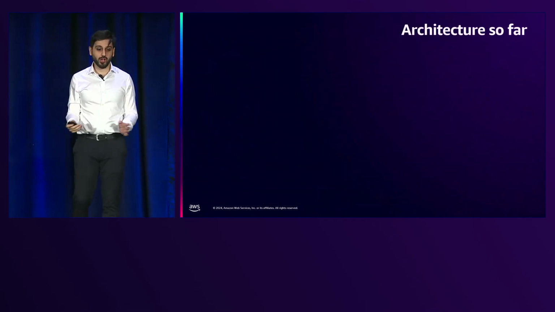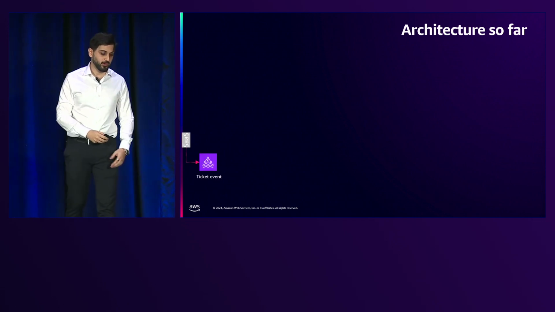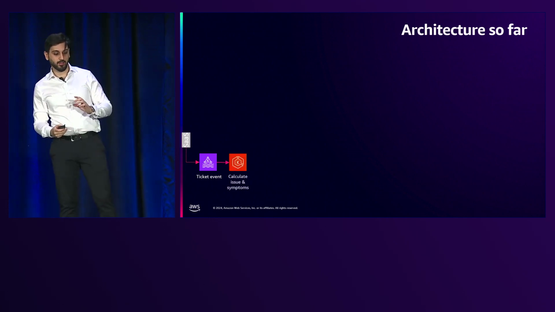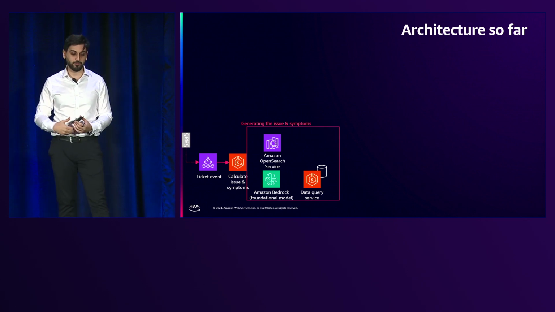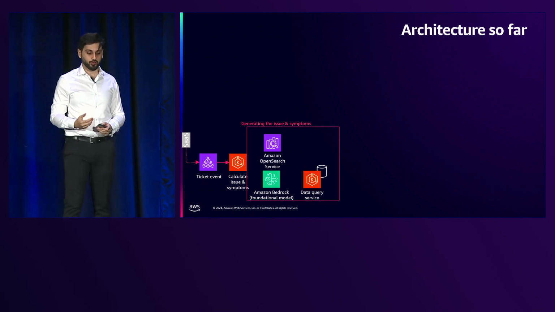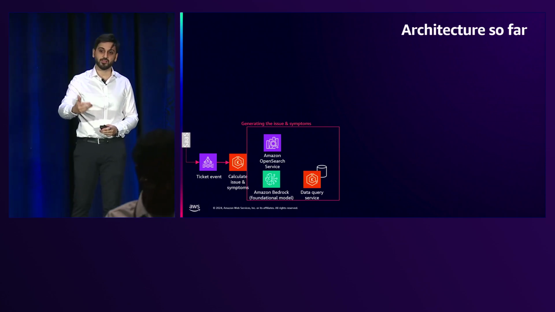So let's look at how we build this and look at our architecture so far. As I mentioned, ticket events are flowing through MSK. Then the team implemented the business logic that we described above via a microservice deployed on Kubernetes, on EKS, leveraging the data query services of the data platform.